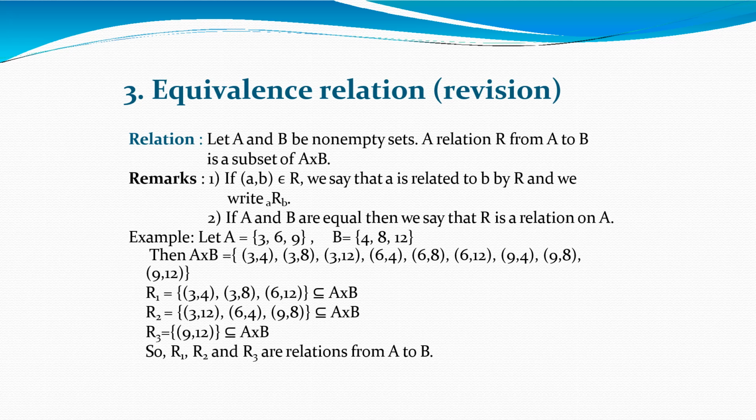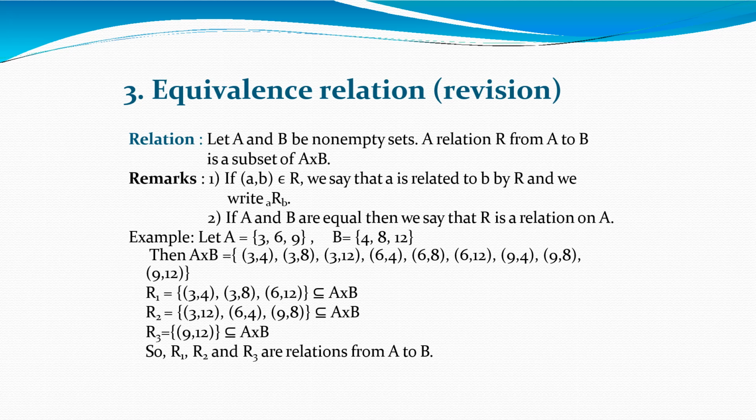Now the next point is equivalence relation. First see what is the meaning of relation. Let A and B be non-empty sets. Then a relation R from A to B is a subset of A cross B, that is the Cartesian product of A cross B.